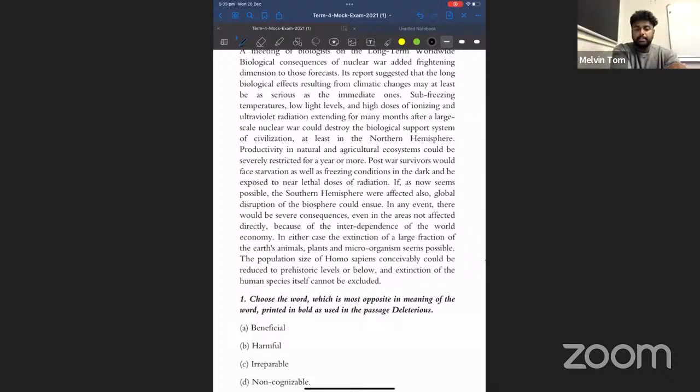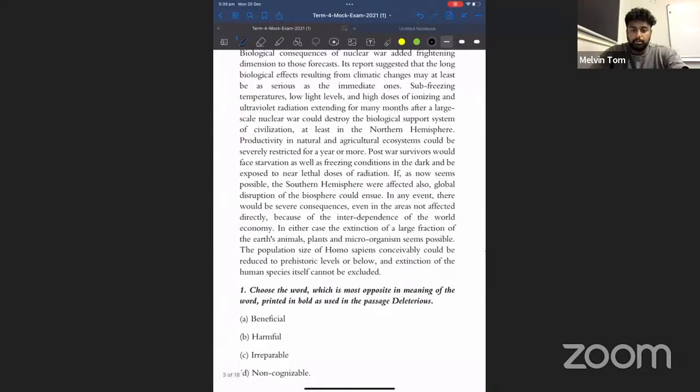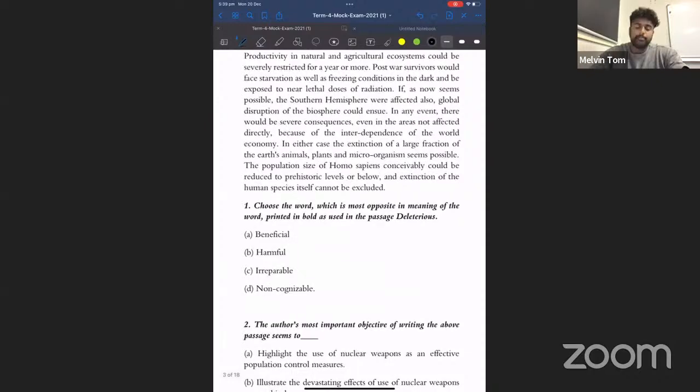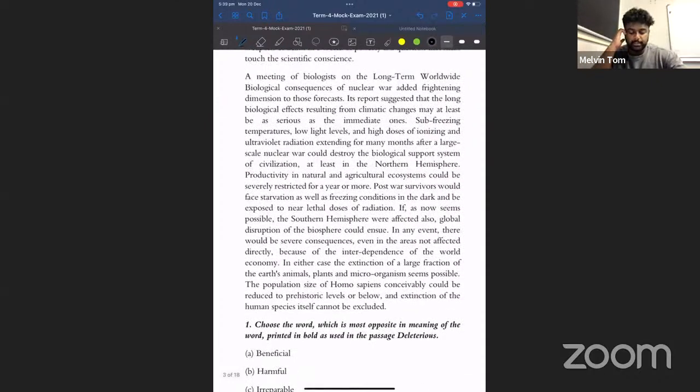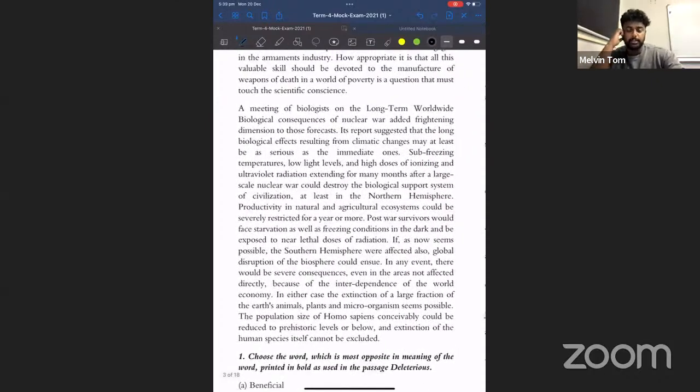Basically saying that the population size of Homo sapiens, which is humans, would be so low that it's below prehistoric levels. So, reading all of that without looking at the answers, what do you think the author is trying to say?